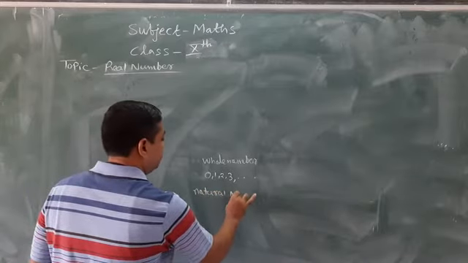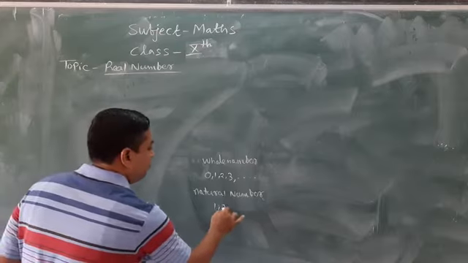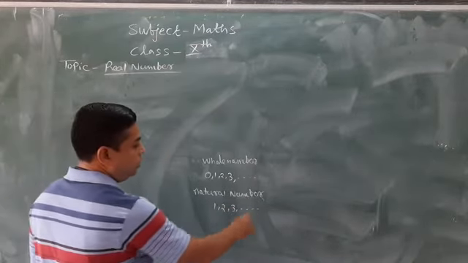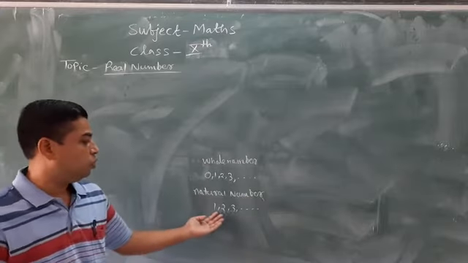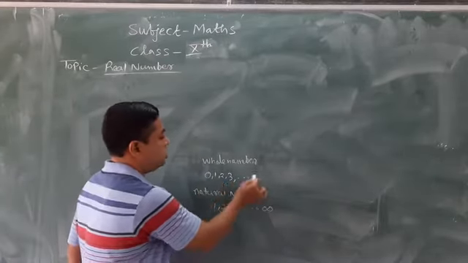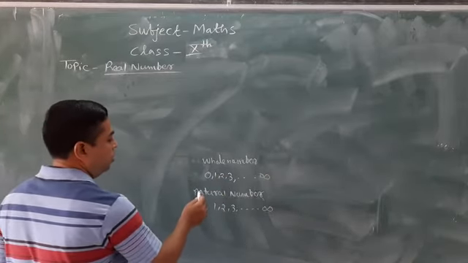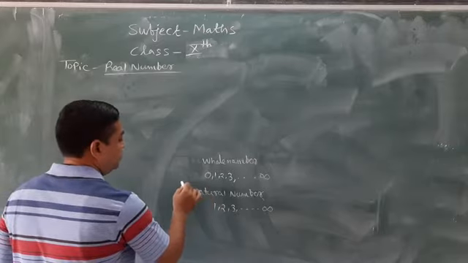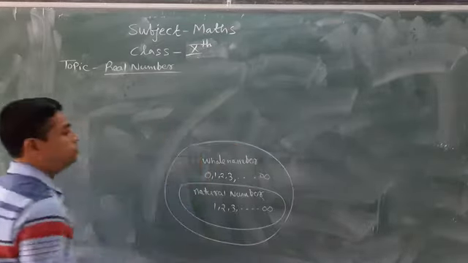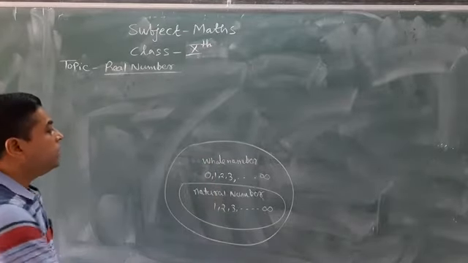Natural numbers start from 1, 2, 3 and so on. So what is the difference between natural numbers and whole numbers? Natural numbers start from 1 and go up to infinity, and whole numbers include 0. So these are natural numbers and whole numbers. In whole numbers, natural numbers are also included.